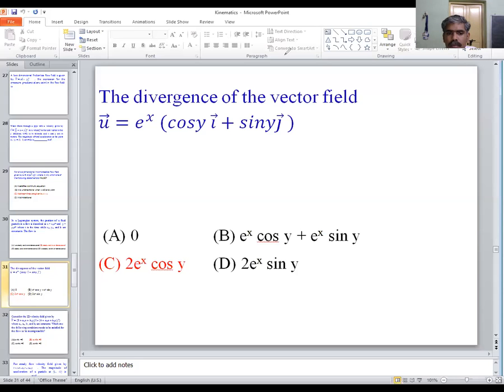Next, the divergence of the vector field is given by the vector u equal to e power x cos y i vector plus e power x sin y j vector. So I have to find the divergence of the vector field. The divergence is the del operator dotted with this particular vector, that is i dou by dou x plus j dou by dou y plus k dou by dou z dotted with this vector. We can get some values and check with the given options.